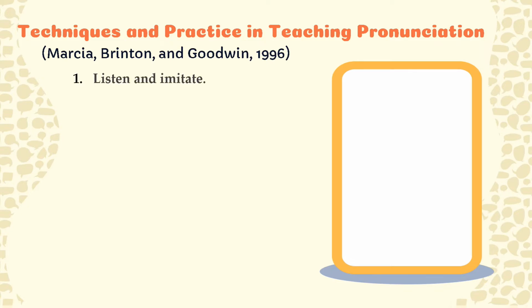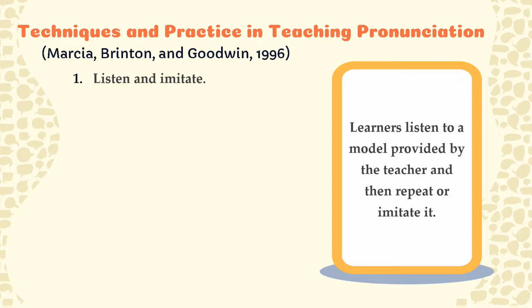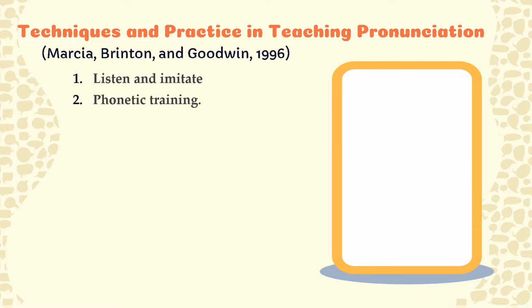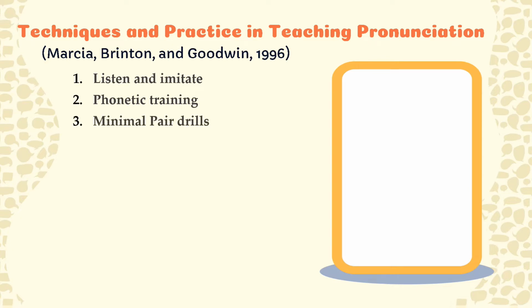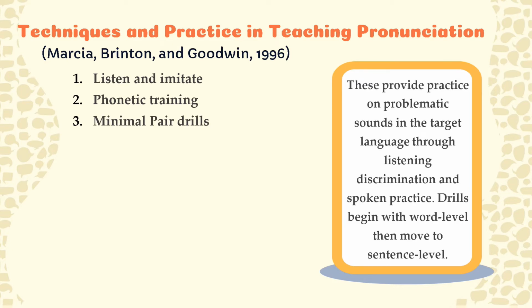Number 1. Listen and imitate. Learners listen to a model provided by the teacher and then repeat or imitate it. Number 2. Phonetic training. Articulatory descriptions, articulatory diagrams, and a phonetic alphabet are used. Number 3. Minimal pair drills. This provides practice on problematic sounds in the target language through listening discrimination and spoken practice. Drills begin with word level, then move to sentence level.